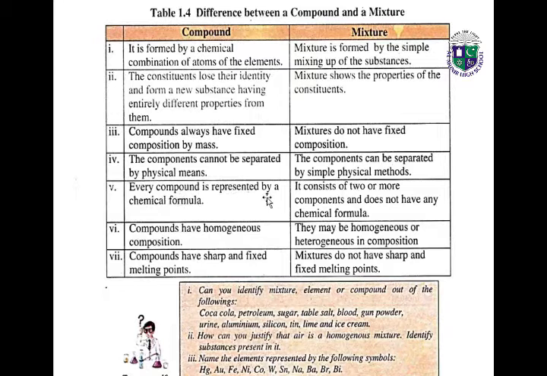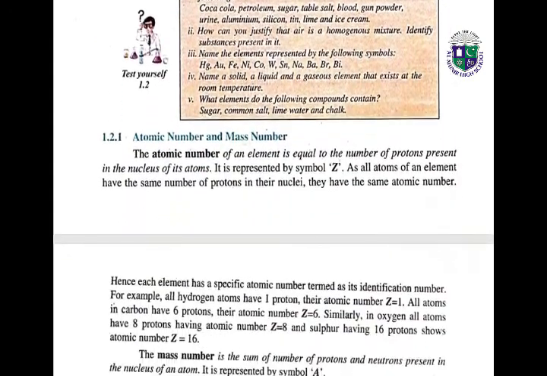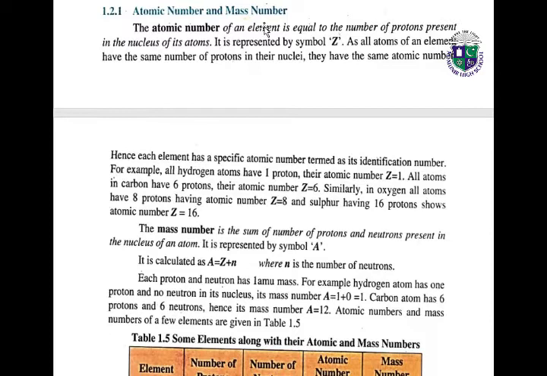Every compound is represented by a chemical formula, while a mixture does not have any chemical formula. Compounds have homogeneous composition, and mixtures may be homogeneous or heterogeneous in composition. Compounds have a sharp and fixed melting point, and mixtures do not have sharp and fixed melting points. Next, students, we have definitions of atomic number and mass number.